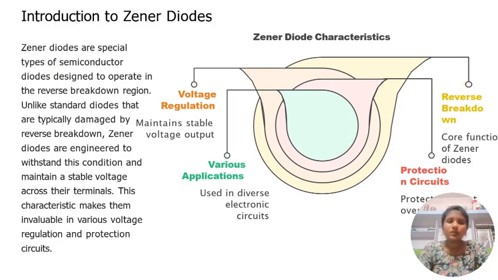Introduction to Zener diode. Zener diodes are special types of semiconductor diodes designed to operate in the reverse breakdown region. Unlike standard diodes that are typically damaged by reverse breakdown, Zener diodes are engineered to withstand this condition and maintain a stable voltage across the terminals. This characteristic makes them invaluable in various voltage regulation and protection circuits. Here the image tells everything.